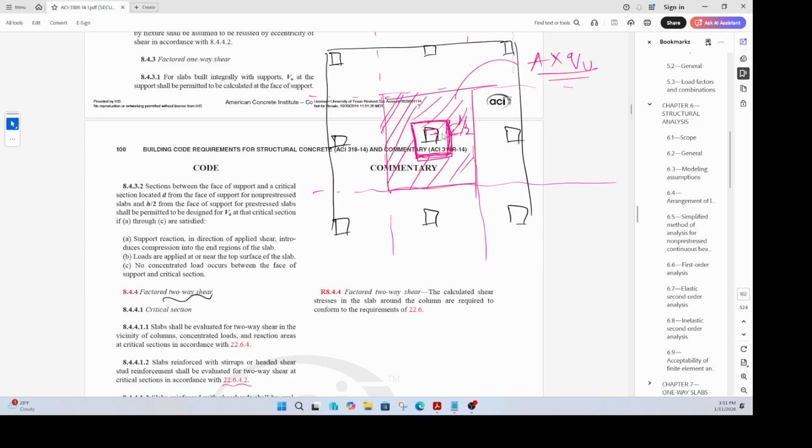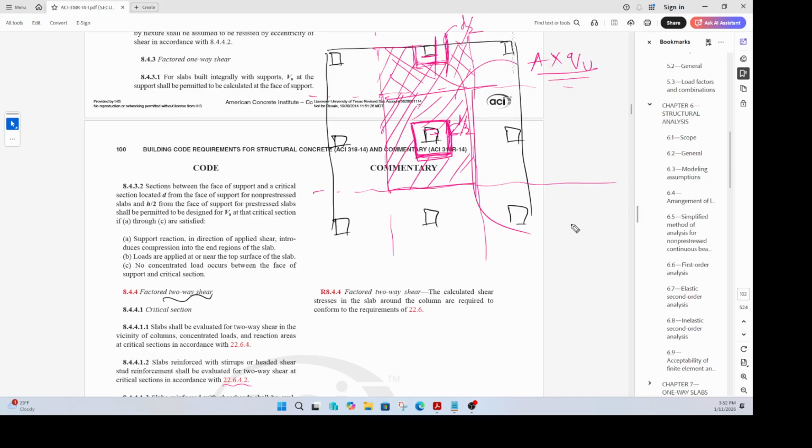Now for this column which is at the edge here, the critical section might be something like that, correct? It's only on three sides, nothing on the other side. The critical section is that, and this will be your influence area, right? So that will be your influence area for that calculation. Again, the distance from the face to the critical section is d by 2, where d is your thickness of the slab. Same thing from here to here will be d by 2. So you have to manually calculate the length of this perimeter, multiply with the thickness of the slab to get the shear resisting area.